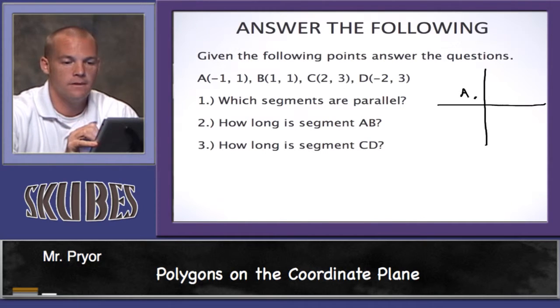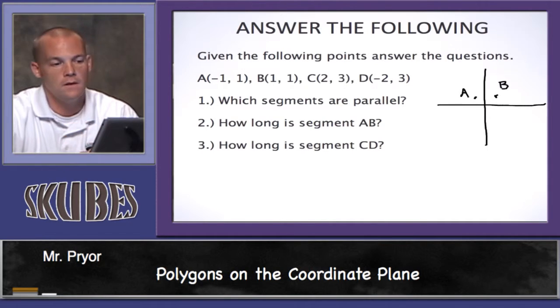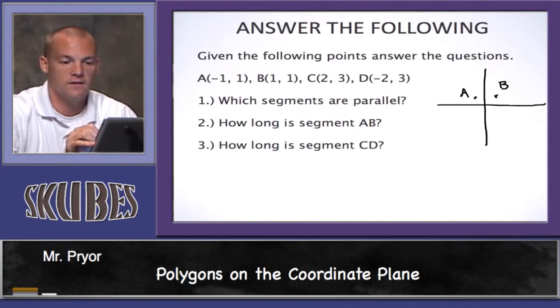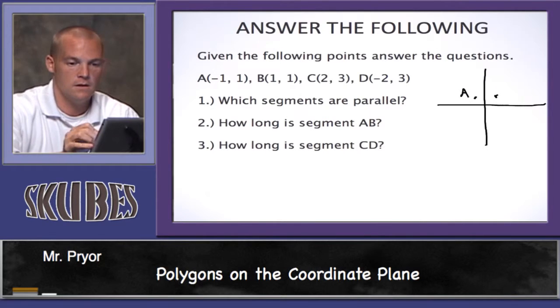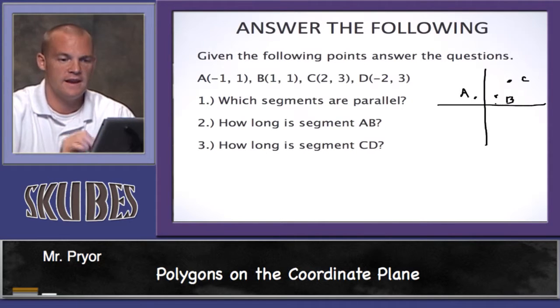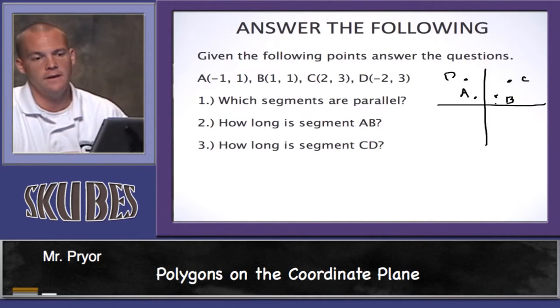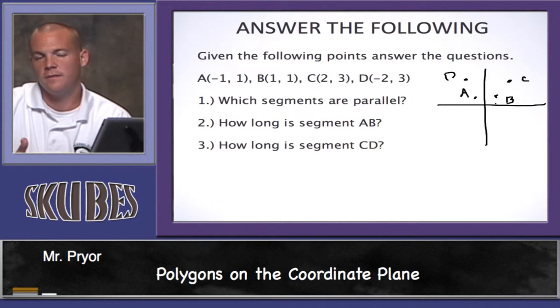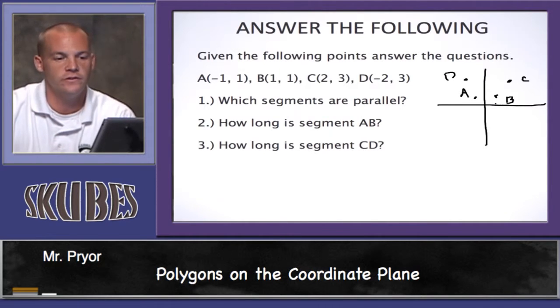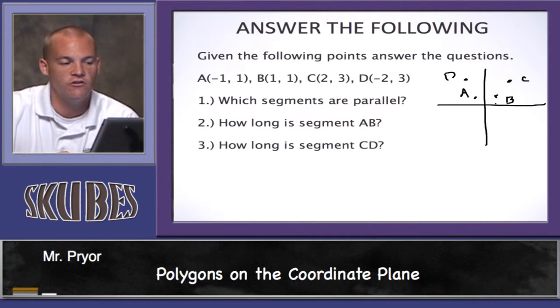1, 1 is B, so we're going to go right 1 and up 1. About right there. And 2, 3 means to go right 2. I'm going to have to move my B. We're going to go right 2 and up 3. So that puts you about right there. That's your C. And then -2, 3 puts you left 2 and up 3, which will put you right about here for D. All right. So again, we have what appears to be some type of trapezoid. It's kind of upside down from what you're used to seeing. And they want to know which of the segments are parallel.